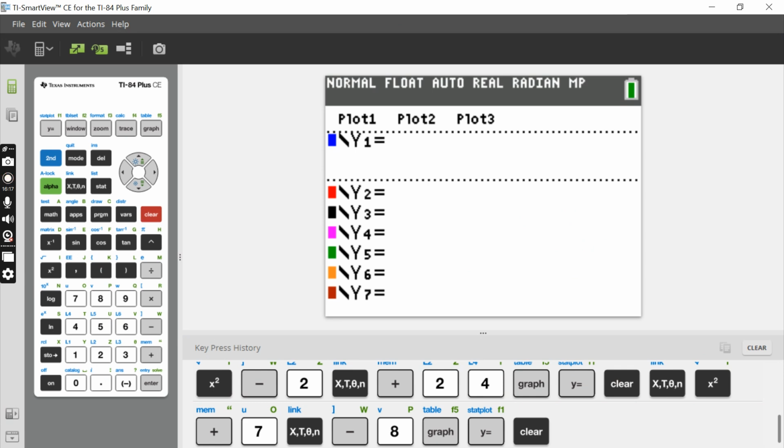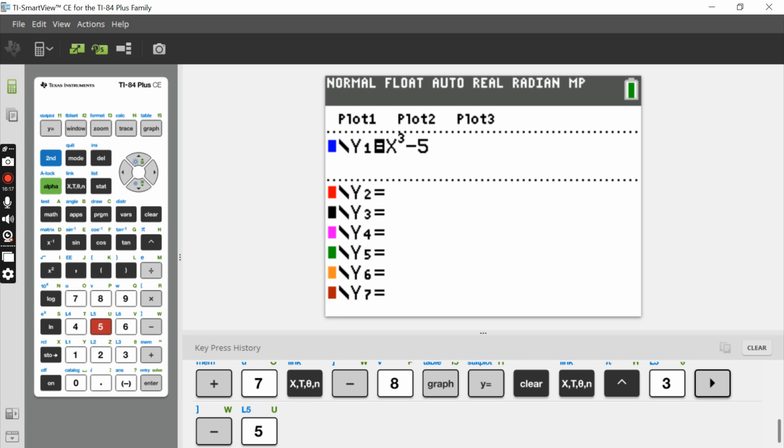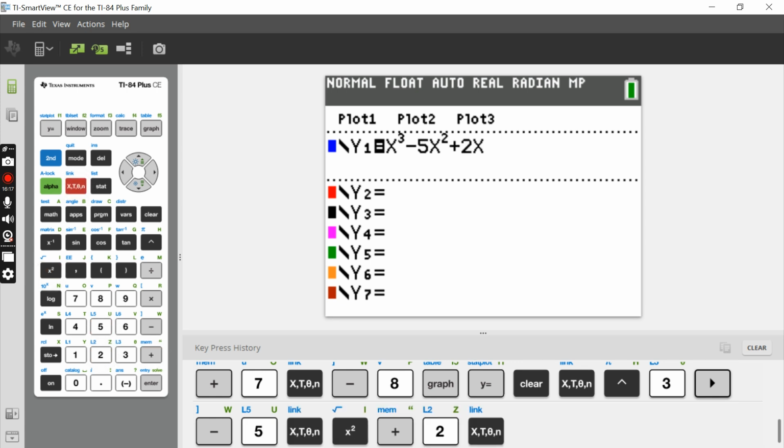Alright, so we have x cubed. To get x cubed, you're going to hit the x, which is next to the green alpha button, and then you're going to hit the caret button, which is right above the division sign. Type the 3, and then it has this little flashing arrow next to the 3. We're going to hit the arrow over to get out of the exponent, and then continue typing minus 5x squared plus 2x plus 8.